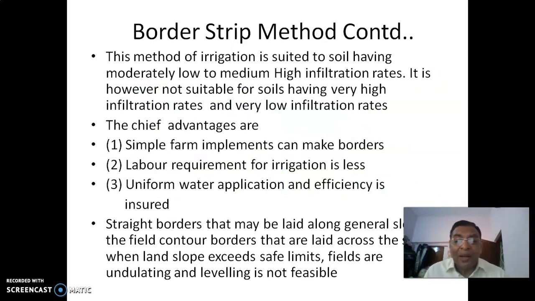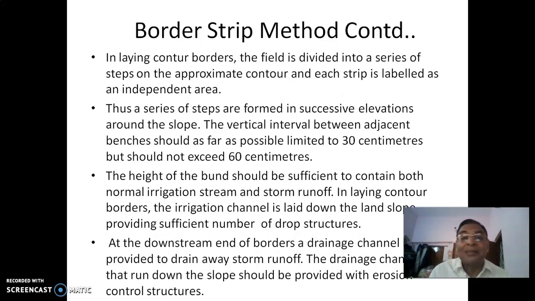Contour borders are laid across the slope when the slope exceeds the safe limits. When fields are undulating and leveling is not feasible, we resort to the contour method, right? And the same principle applies whenever a contour method comes. In fact, earlier also we discussed the border strip method continued.